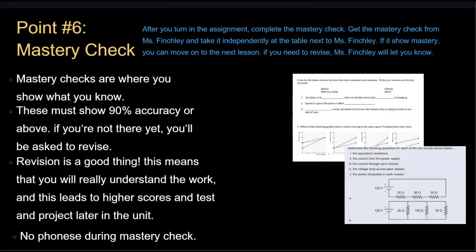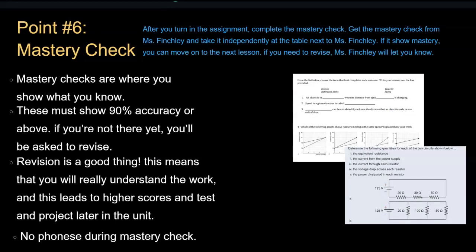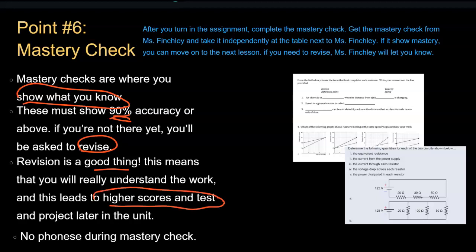All right, mastery check. The mastery check is when you show that you have mastered all the objectives in that lesson. This must show 90% accuracy or above. And if you're not there yet, I will be asking you to revise it. Don't worry, because revision is good. This means that you will have more understanding of the work you have done, and this will lead to a higher score in your tests and quizzes and in our project later in this unit. And remember, there's no phone during the mastery check. You can only have your phone if you are on pace, so remember that.